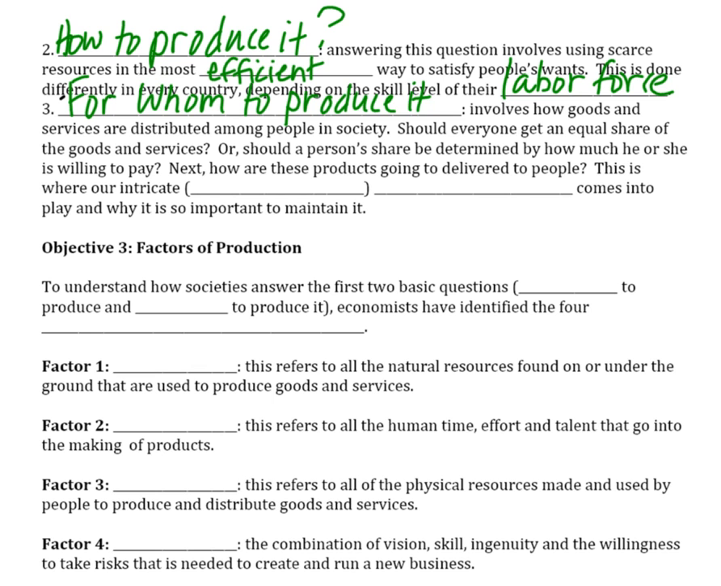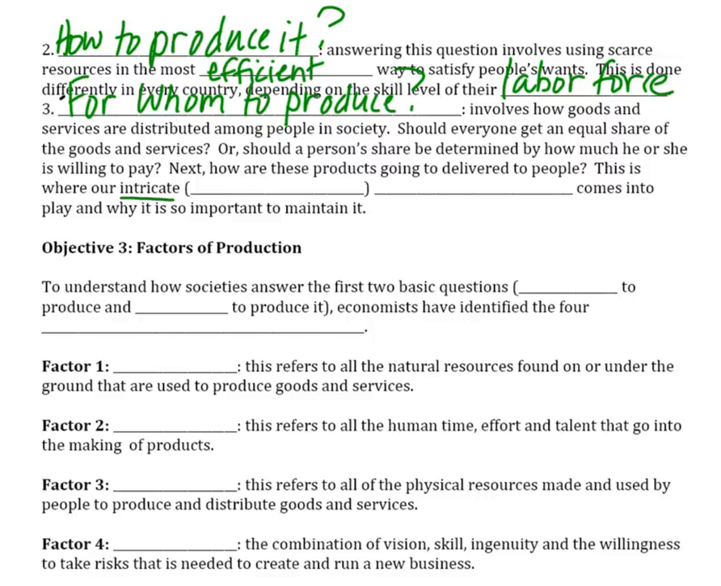For whom to produce. This involves how goods and services are distributed among people in society. So if you live in Hawaii, I don't really think that you're going to be able to sell too many winter jackets. So you have to decide who's your target market, what are they going to want, what are they going to need, and then you have to get them to the people.